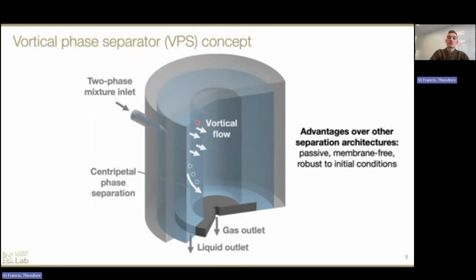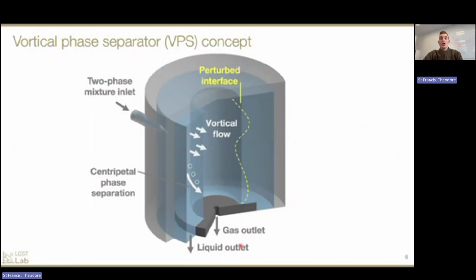And then the difference in the densities of the bubbles and the liquid phases induces a centripetal buoyant force on the bubbles. So they rise, so to speak, toward the interior where there's a gas core created. The gas can be extracted through the gas outlet at the bottom and the liquid through the bottom at the outer tank wall.